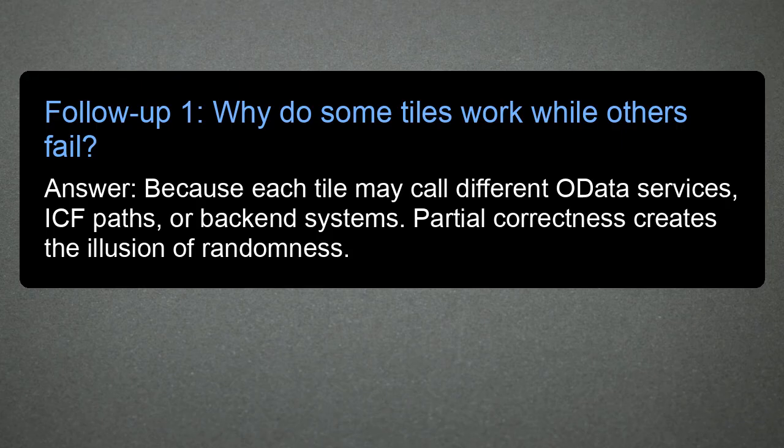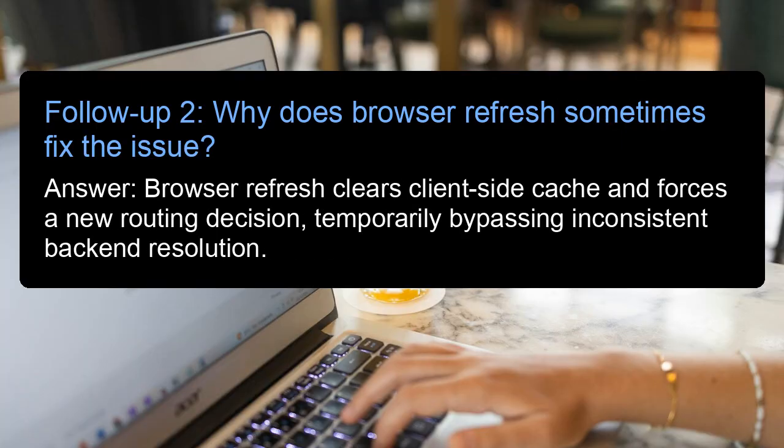Follow-up 1. Why do some tiles work while others fail? Answer: because each tile may call different OData services, ICF paths, or backend systems. Partial correctness creates the illusion of randomness. Follow-up 2. Why does browser refresh sometimes fix the issue? Answer: browser refresh clears client-side cache and forces a new routing decision, temporarily bypassing inconsistent backend resolution.